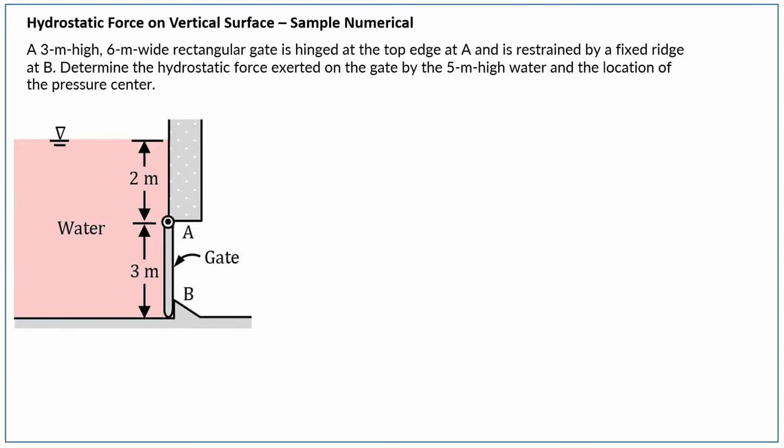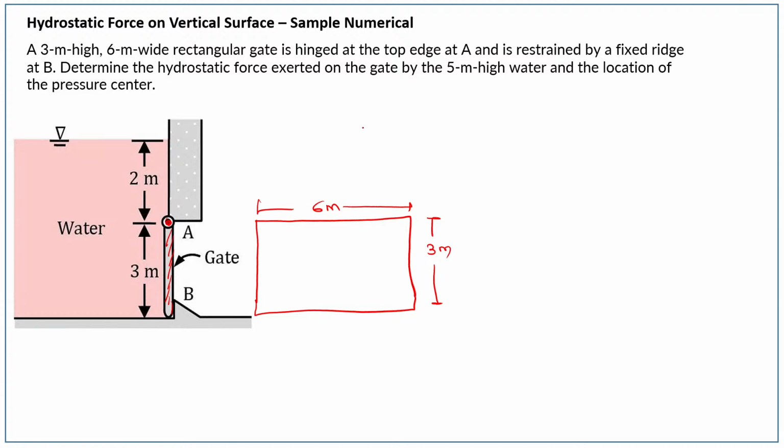Then this is a numerical based on a vertical plane surface. Again, the numerical is 3 meter. You can see this is one gate, its height is 3 meter, this is the hinge, and it is 6 meter wide. If I draw another view, which you have to draw in case of a vertical plane surface, the view will be like this. So this vertical plane surface will be like this. This distance is 6 meter, and this height is 3 meter.